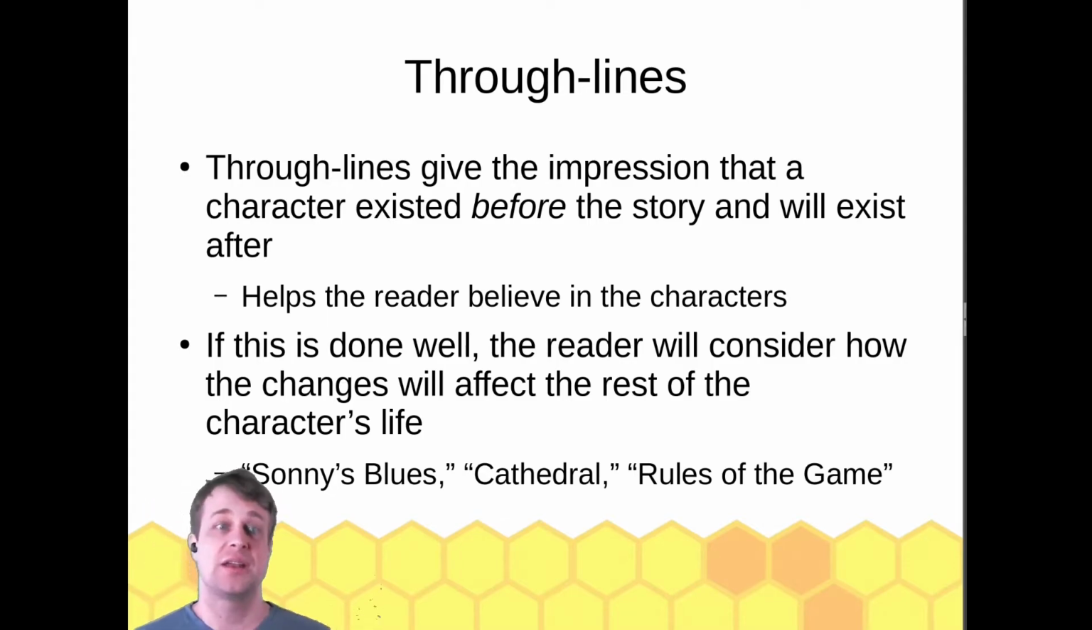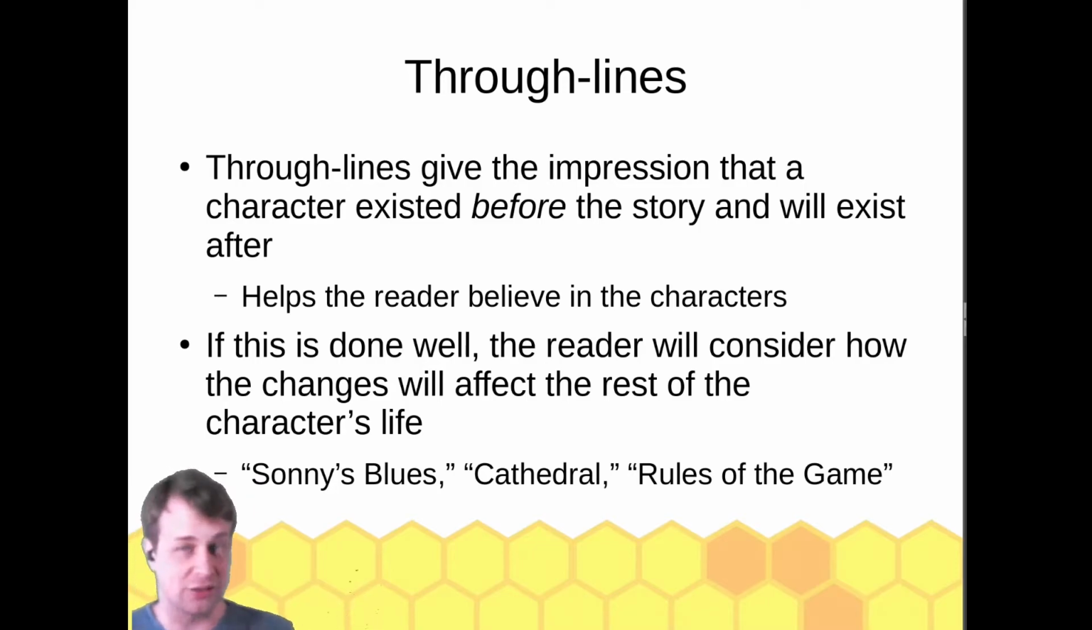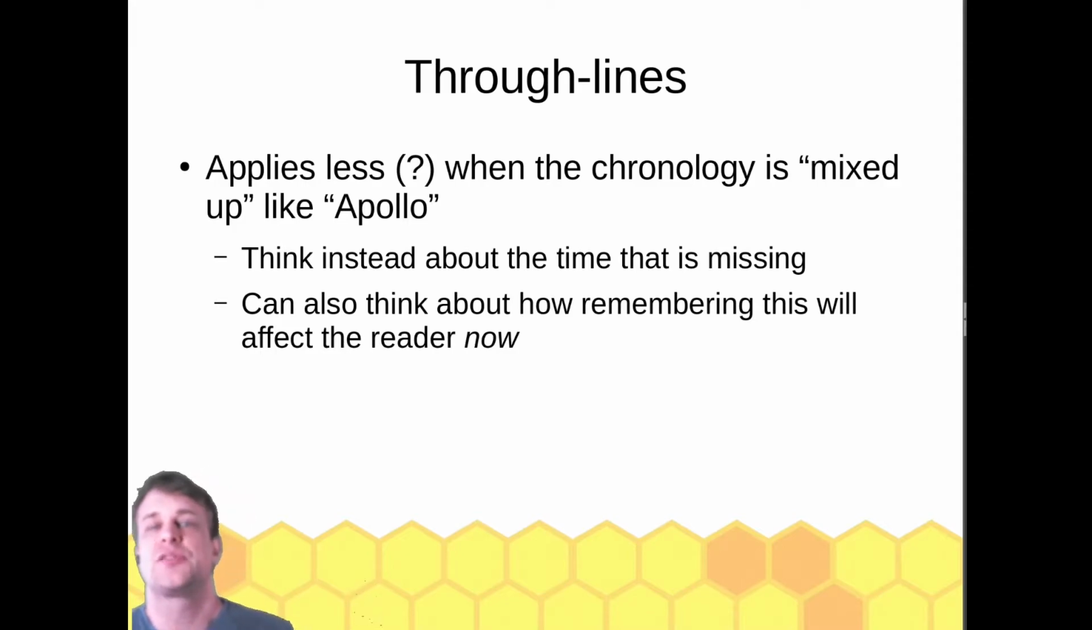Rules of the game. Again, by the end of this story, we see that our narrator has had 2 shots at this sort of battle of wills with her mother. How is this going to affect her in the future? These through lines, or the notion of through lines, applies less maybe, or maybe just in a different way, when we have a sort of mixed up chronology like we have in Apollo, and to a lesser extent in Bullet in the Brain, which we'll see next.